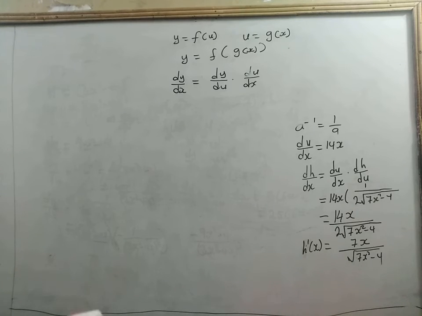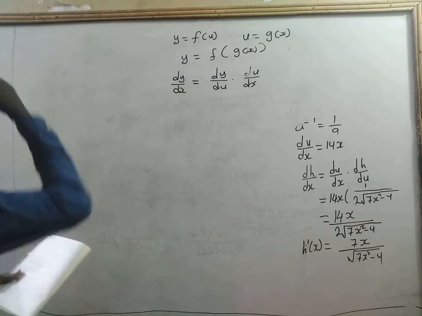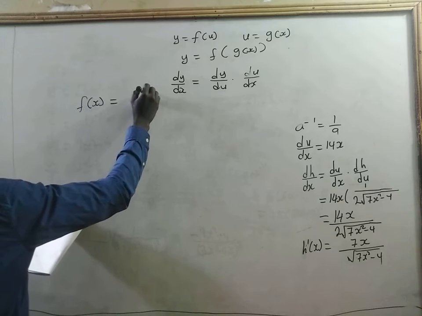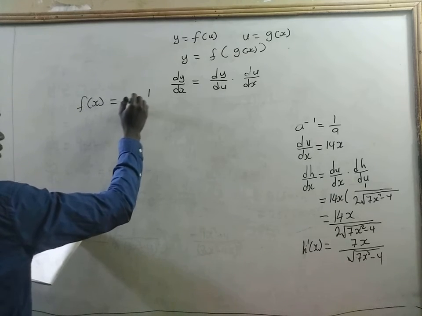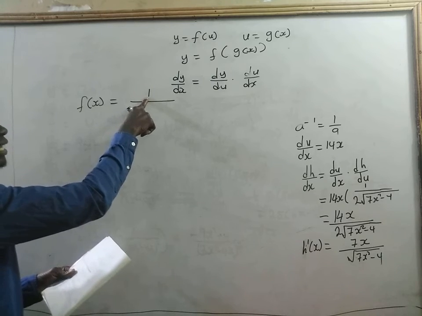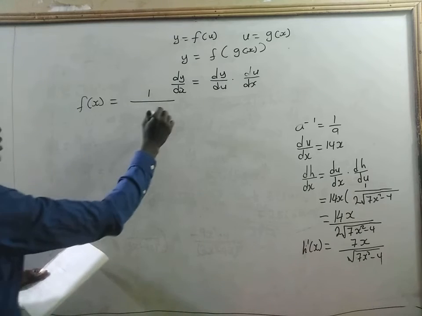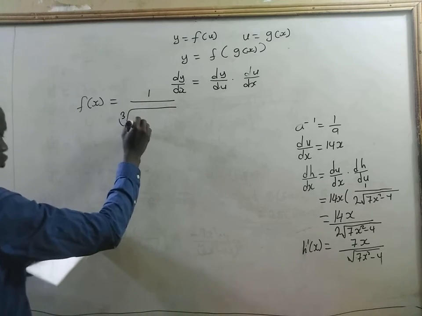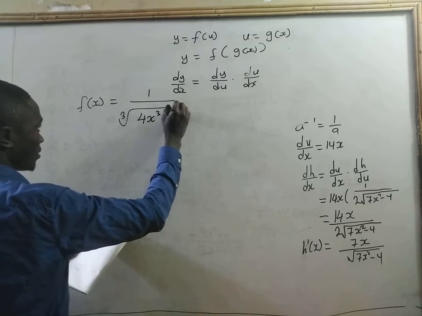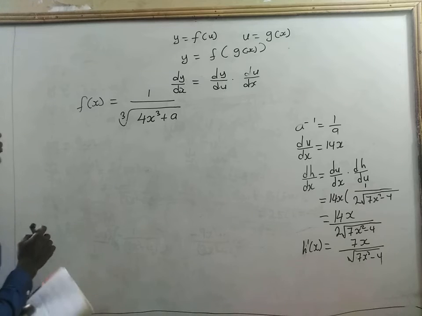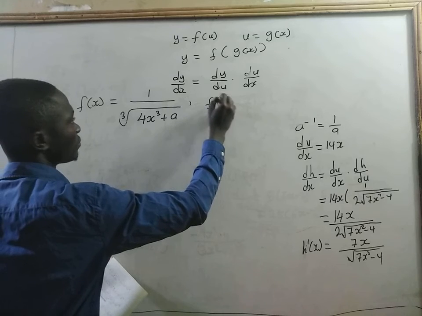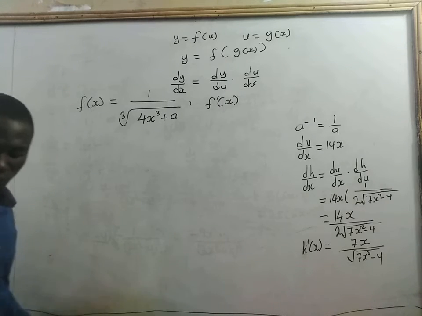And that will be the last example. If I have f of x equal to 1 divided by this, it can be 1, 2, 3, 4, 5, 6, 7, 8, 9. It can be any constant. 1 divided by the cube root of 4x cubed plus a. You have to find f prime of x.